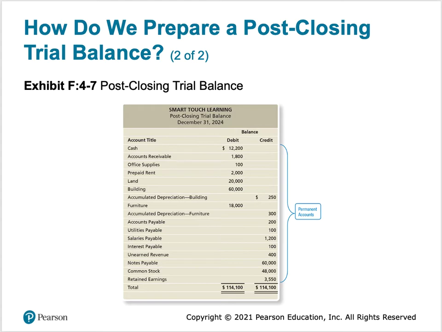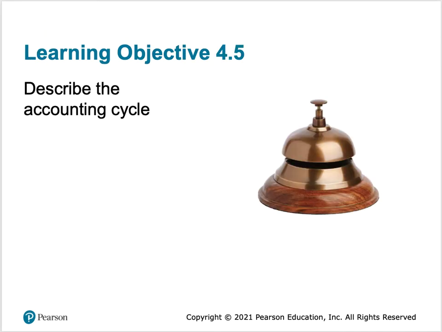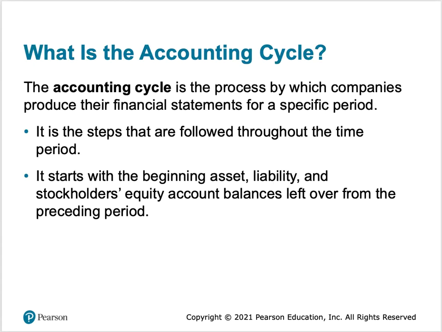And that's it. It seemed too simple, didn't it? Since it was so fast, we'll go ahead and just include in this objective 4.5 describing the accounting cycle. So what is the accounting cycle? It's the process that companies use to produce their financial statements for a specific period. And if you remember back to previous discussions and lectures, we said that financial statements can be prepared for a specific period, a month, a quarter, a year, whatever it is. And so it's the steps that are followed throughout that time frame that we're working with.